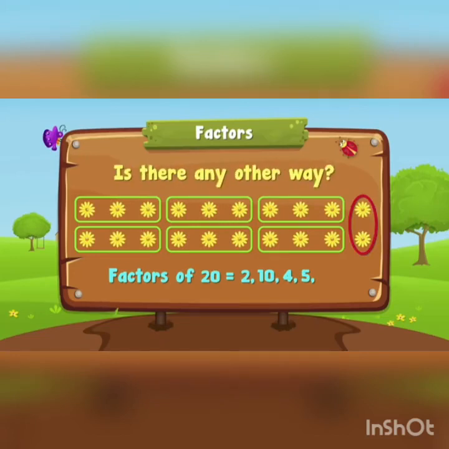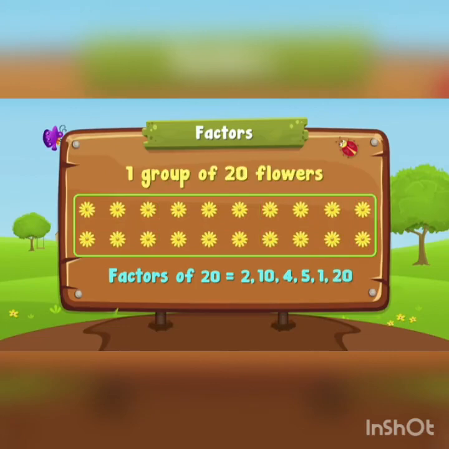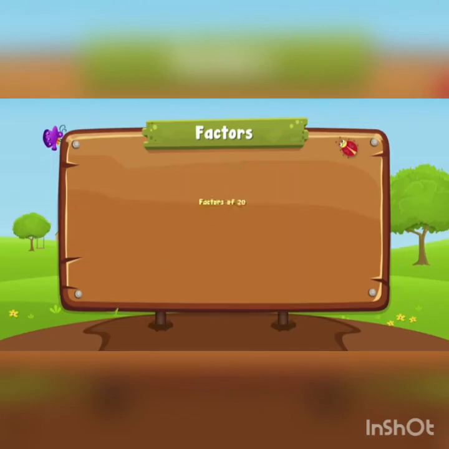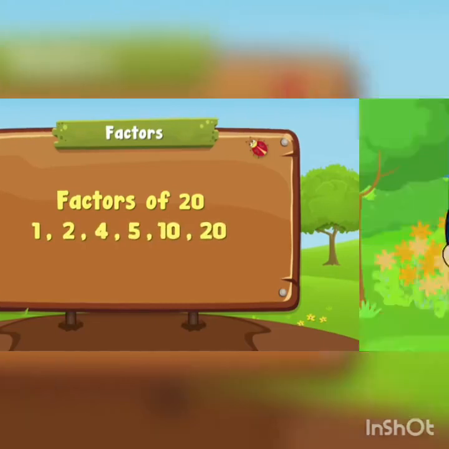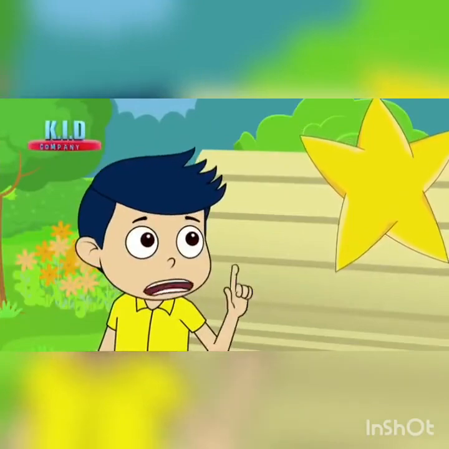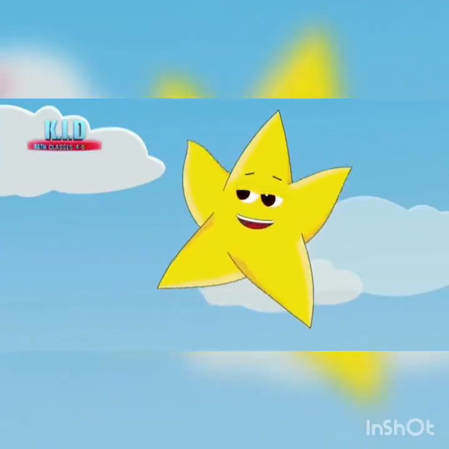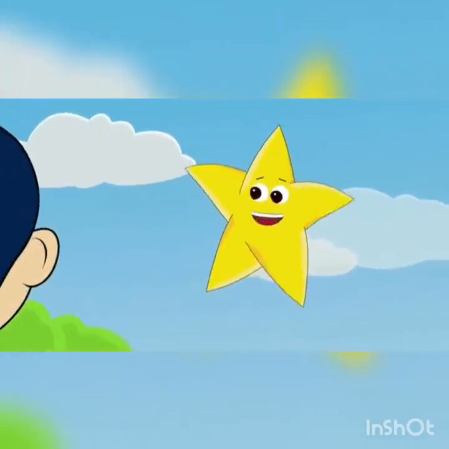Is there any other way you can think of grouping these 20 flowers? Well, I can make one group of 20 flowers, and there will be no remainder left in this arrangement. Hence, the factors of 20 are 1, 2, 4, 5, 10, and 20. But can we put just one flower in one group? Yes, you will get 20 groups, each having one flower.